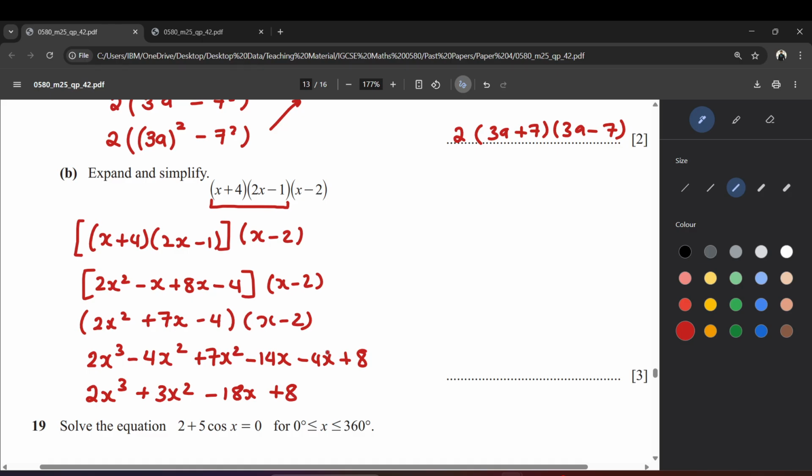Okay, so that should be your final answer. Let me write this down: 2x cubed plus 3x squared minus 18x plus 8.